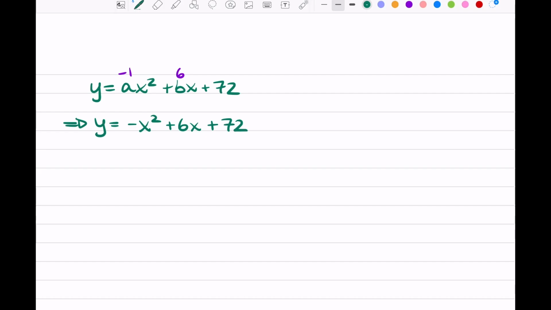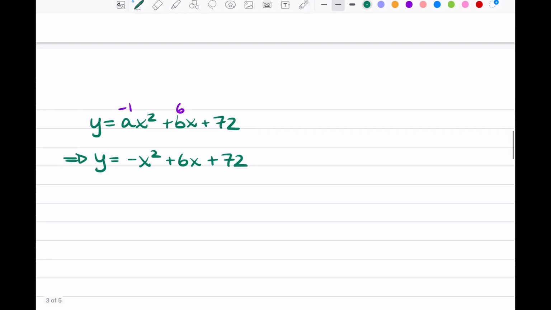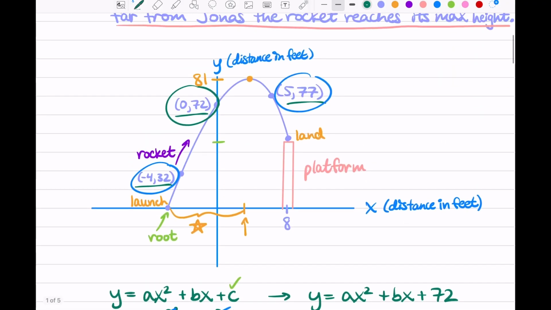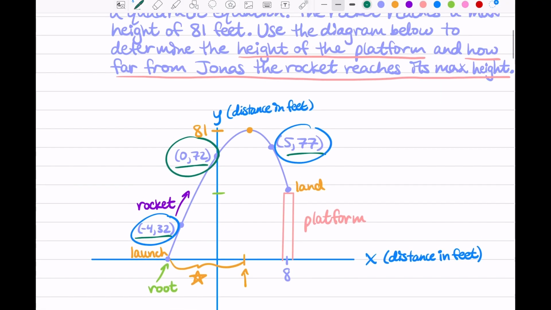So this was just the first step. Our problem deals with a quadratic equation, and we had to figure out what it was before we can answer anything else. So what was our first question? Our first question was, what is the height of the platform? Our platform is at x equals 8. So all we need to do is plug in x equals 8 into our quadratic equation, and we'll find the y value, which is the height.